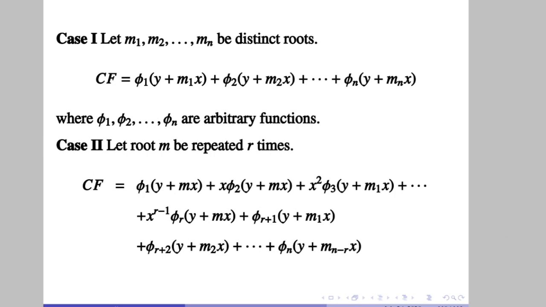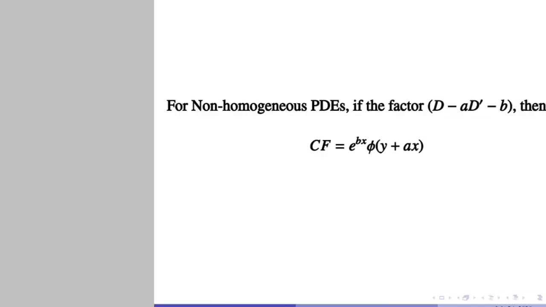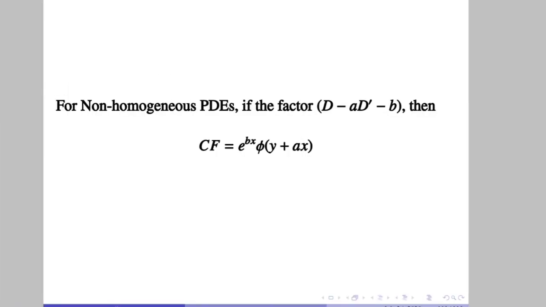The next type: for repeated roots m, we have phi 1 of y plus mx plus x into phi 2 of y plus mx, and x square, and like that we continue. And for the non-homogeneous equation, suppose we have D minus a D dash minus b as a factor, then the complementary function can be written in this way.